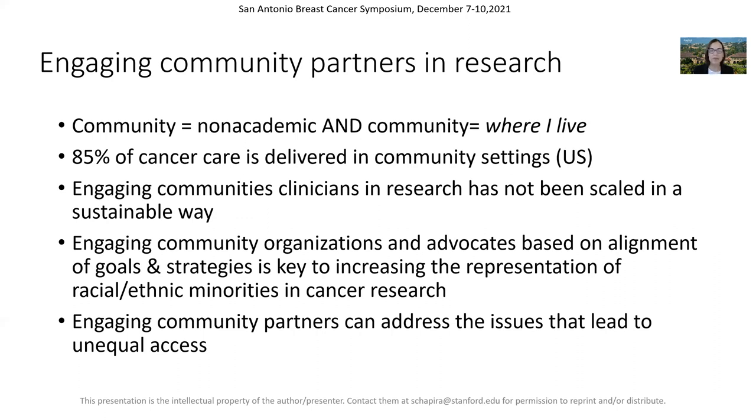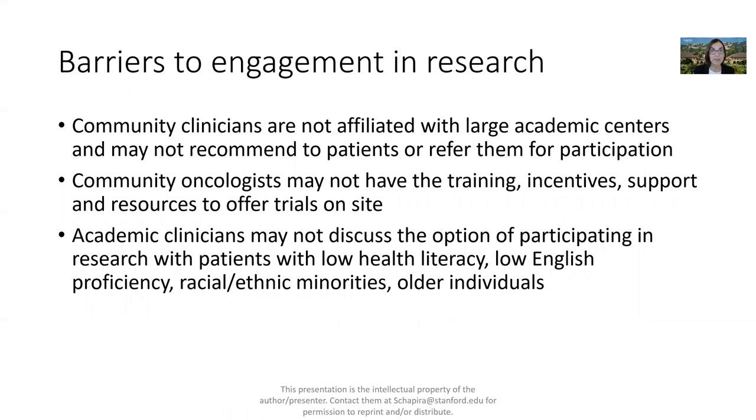Engaging organizations and advocates needs to be based on an alignment of fundamental goals and strategies. And the important thing about this is that this needs to start very early. We can't just drop trials into communities and expect people to come and enroll into them, but it needs to be based on established partnerships that start with the idea of understanding what the needs are of a particular community, engaging them in a multi-step process to understand needs, implement practices, and even make some important changes. So engaging community partners can address issues that lead to unequal access and unequal care and unequal outcomes.